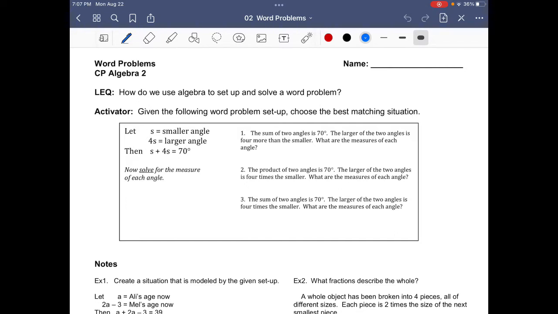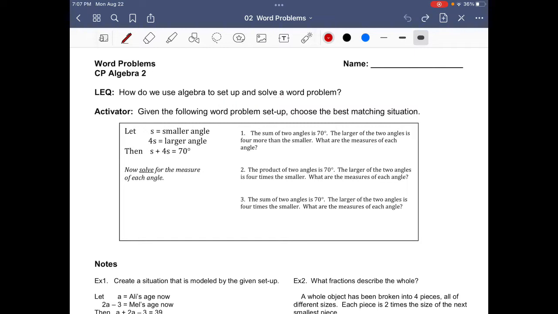Expressions, of course, use letters and variables like what we have here, s and 4s, and then how expressions can create equations like s plus 4s equals 70. So that's our goal. Think about some expressions. How does that relate to an equation, and what does that mean? So we're going to try to set up some problems, and then we'll try to solve them. So in class, we will give you an opportunity to look at this little activator problem. So I want you to do that.